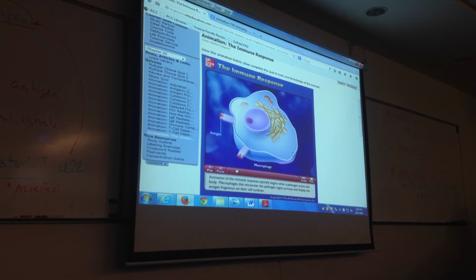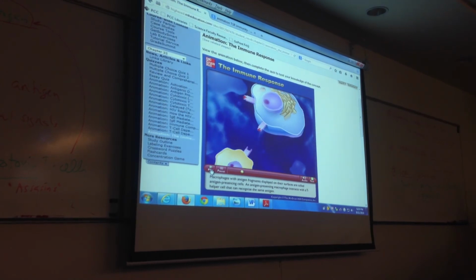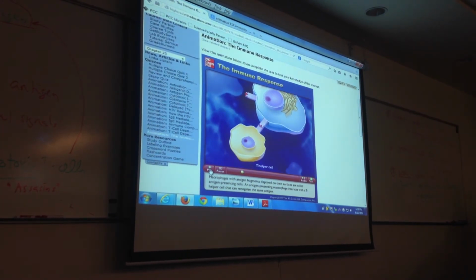You've got to sound the alarm. You've got to do sentry duty, whatever your analogy is. But that's antigen presenting. I have to present. So here's the bad guy on my uniform. Right? That has to happen. Macrophages with antigen fragments displayed on their surfaces are called antigen-presenting cells. An antigen-presenting macrophage interacts with a T helper cell that can recognize the same antigen.